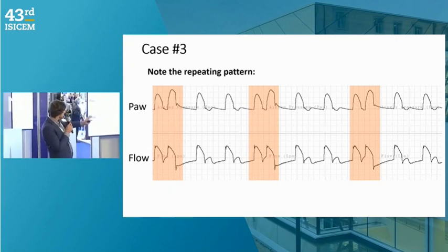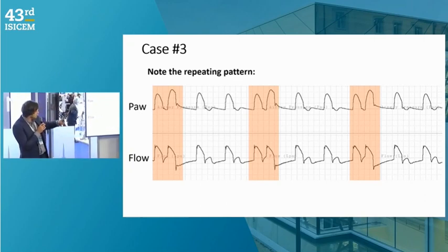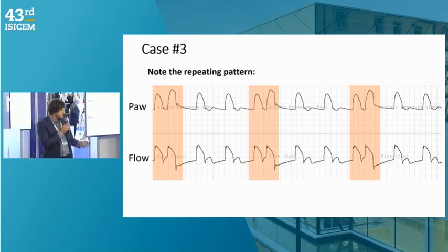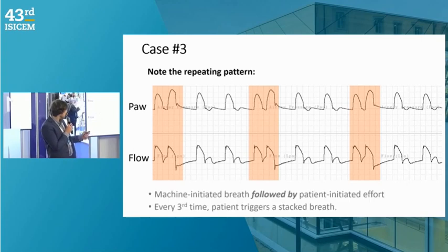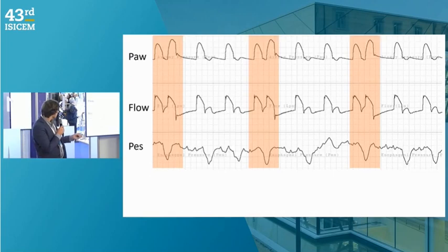Let me first point out the repeating pattern. Right, you can see it's a stacked breath, and then 2 times where there's none, and there's actually a clue here that the patient's doing it every breath. Because you can see after the cycle, flow again pretty quickly comes back up to 0 before exhalation occurs. So that's the pattern that you would want to try to pick up.